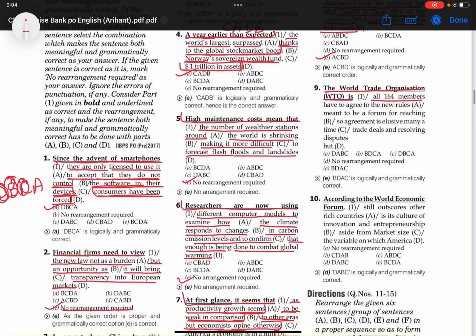The World Trade Organization (WTO) is all 164 members have to agree to the new rules, meant to be a forum for reaching. So agreement is as elusive many a time, trade deals and resolving disputes.